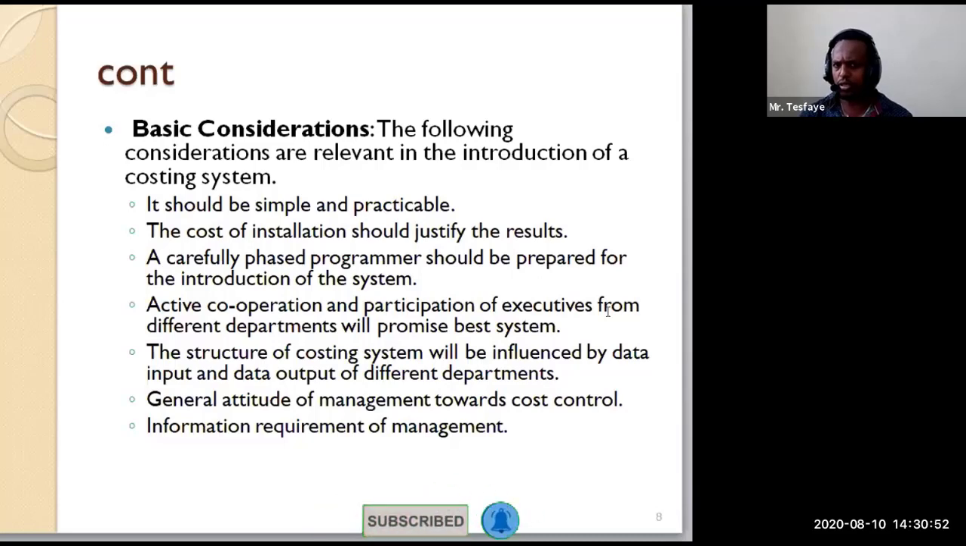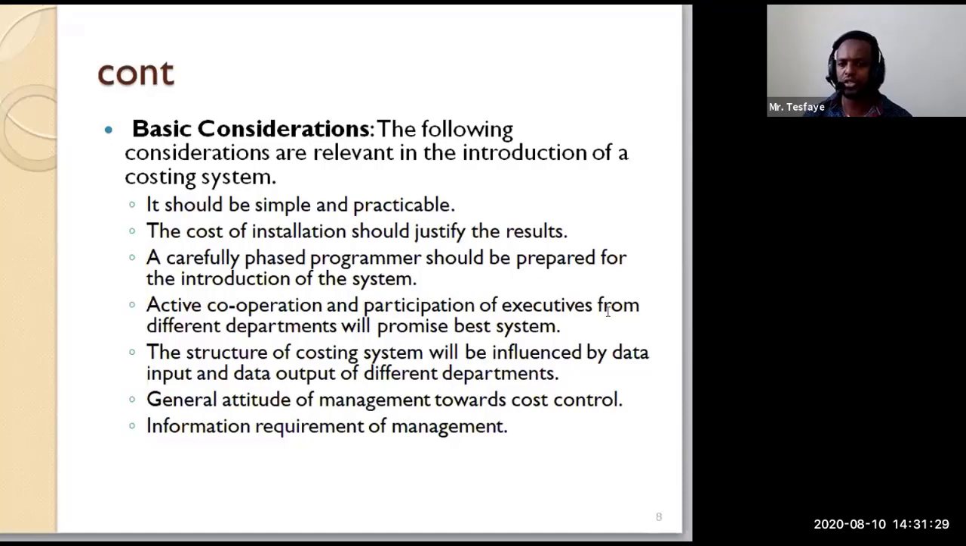And we need to have good results from our costing system. A careful first programmer should be prepared for the introduction of the system. Active cooperation and participation of executives from different departments will promise the best system. So active participation from different departments is needed, otherwise it's difficult for us to implement a good costing system in our organization.